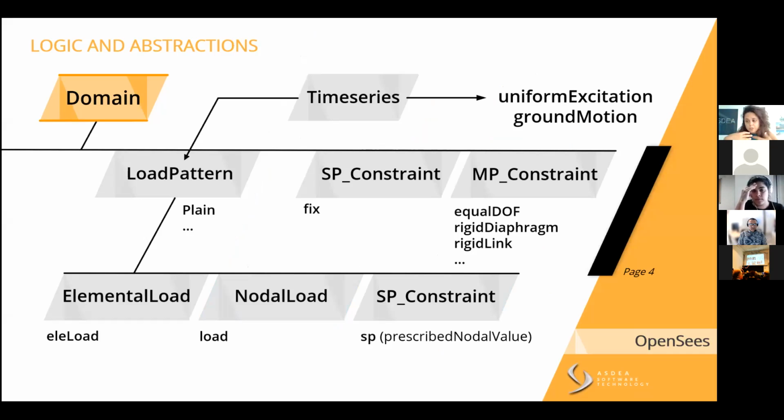If you remember from our first class, this is the scheme of the abstraction of OpenSees. In the domain, we have the load pattern and the constraints, single point and multi-point constraints. Then in the load pattern, you can add different commands. It's a bit of a container. The most common load pattern we use is the plain pattern. And in it, there are ElementalLoads, NodalLoads, and even single point constraints.